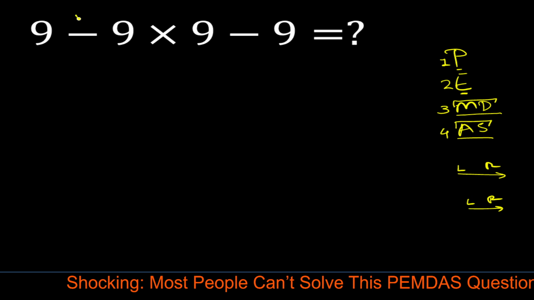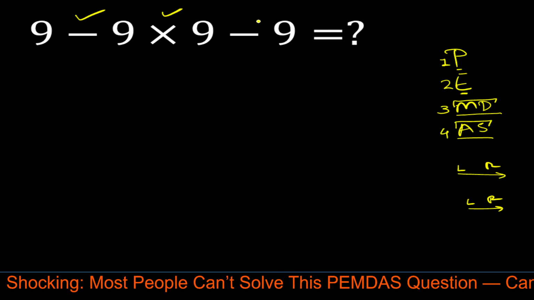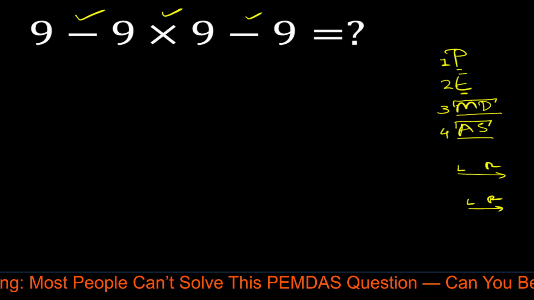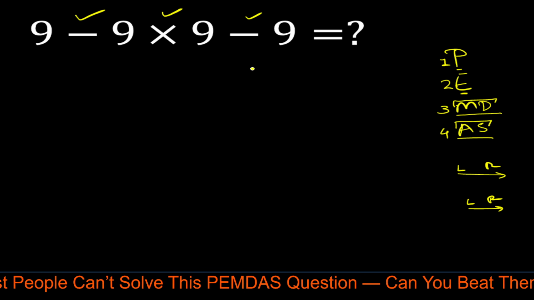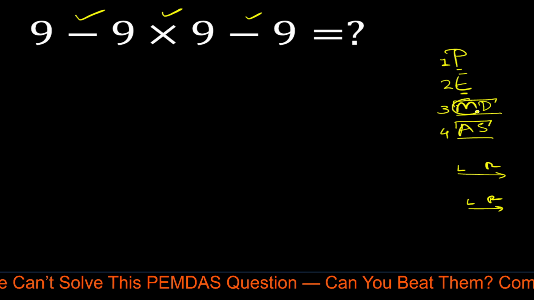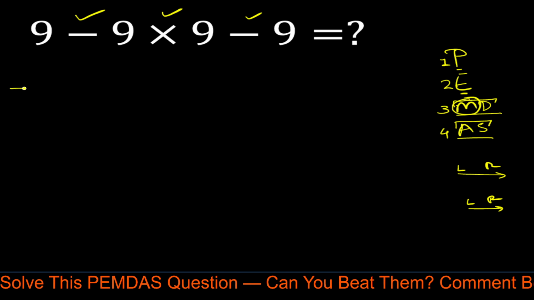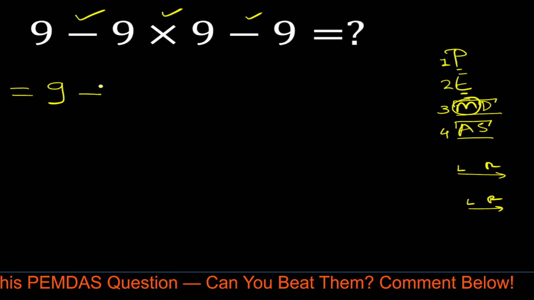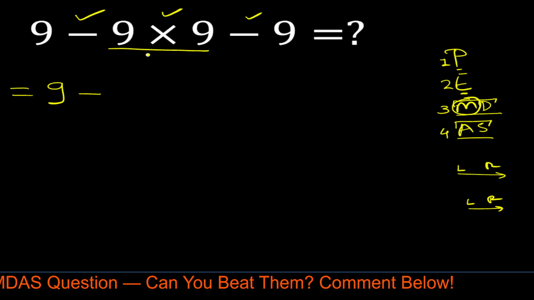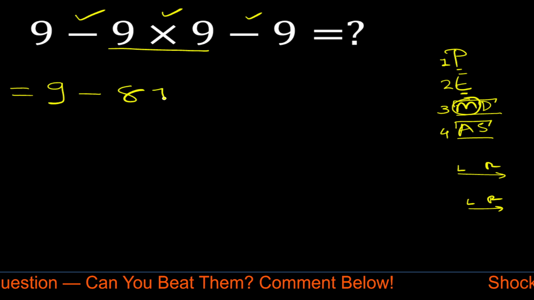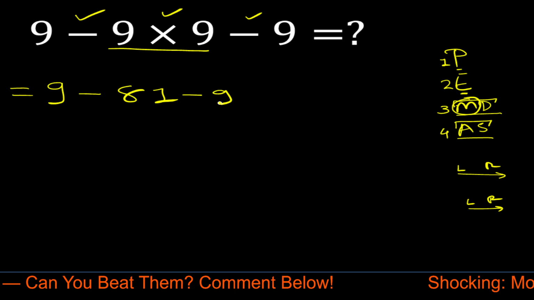So in this question, here we have one subtraction, here multiplication, and here we have another subtraction, right? So according to the PEMDAS rule, first we have to solve multiplication. So now 9 minus, now solve this multiplication first. 9 times 9 is equal to 81 minus 9, right?